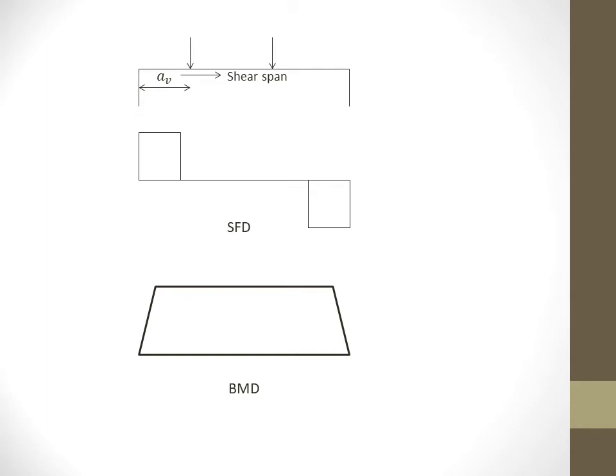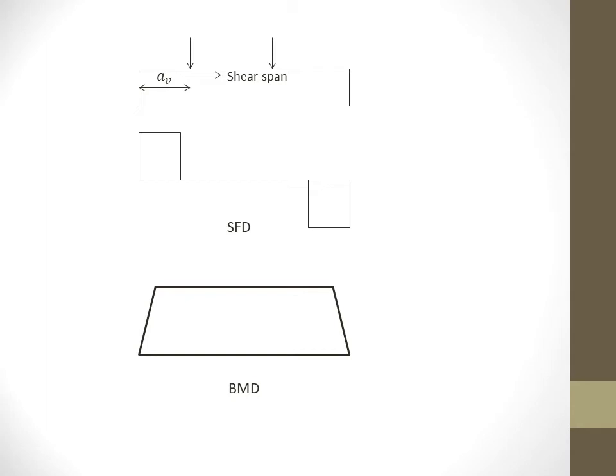For a beam subjected to concentrated load, the ratio of bending moment and shear force at the initial section subjected to maximum shear force is expressed by a distance called av. In the diagram is shown av, which is known as the shear span. The distance av represents the domination of shear over flexure.